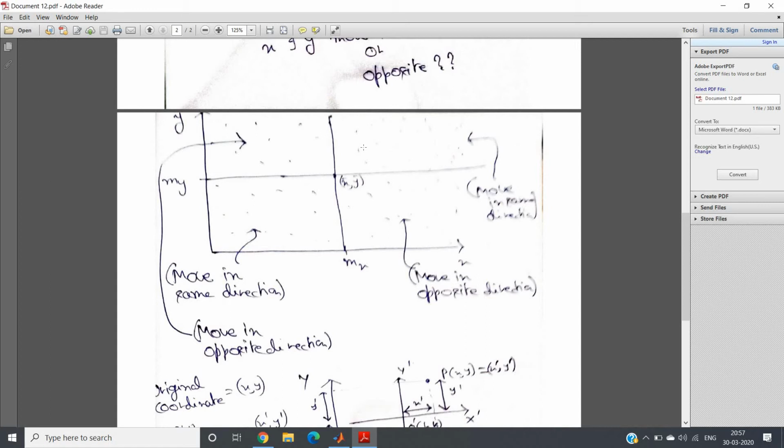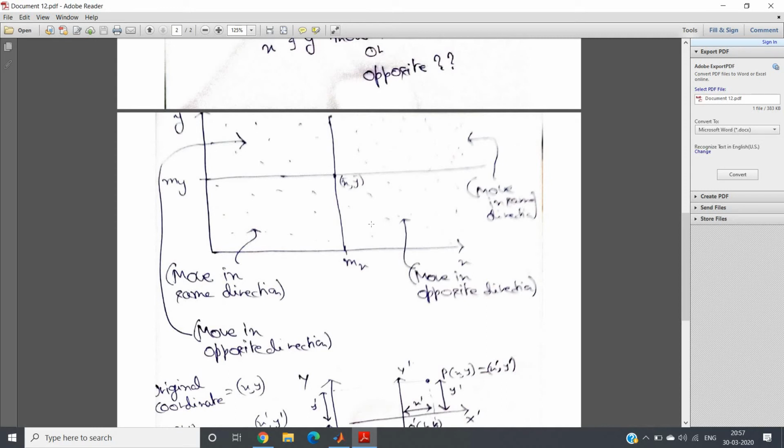If they give us a positive result, that means they are either in the first quadrant or third quadrant, that means moving in the same direction. Or if they are in the second and fourth quadrant, that means they are moving in the opposite direction. In that case their multiplication result will be negative.